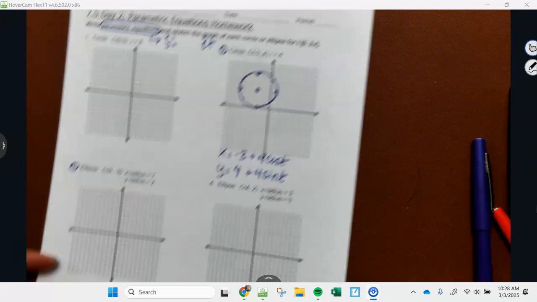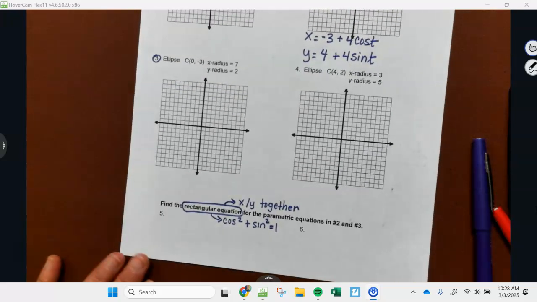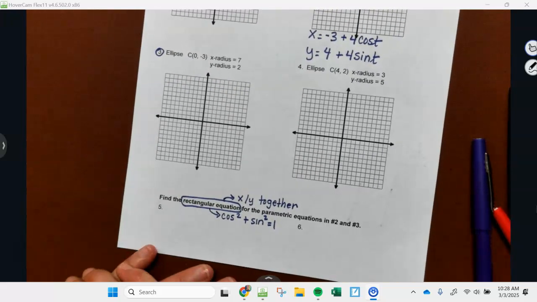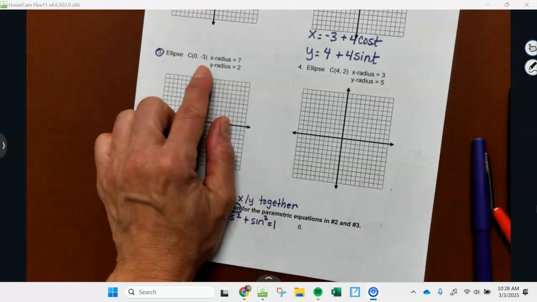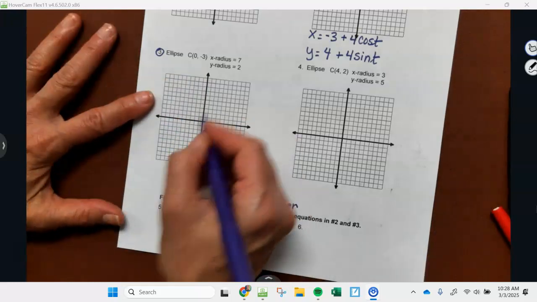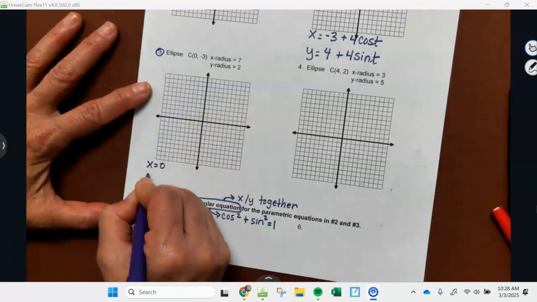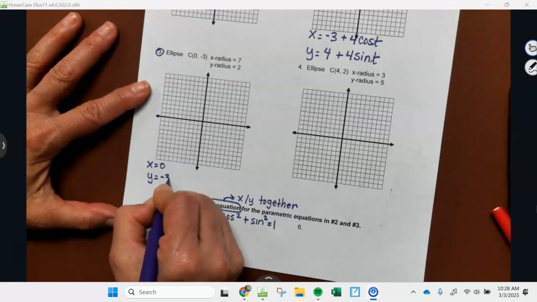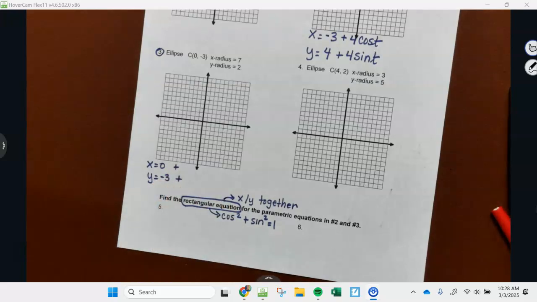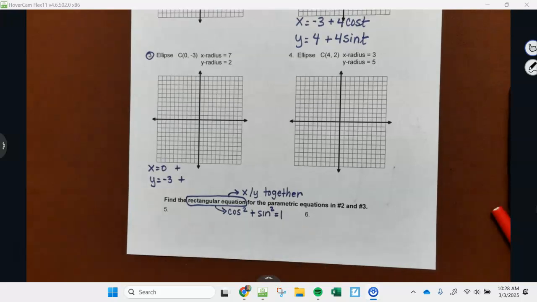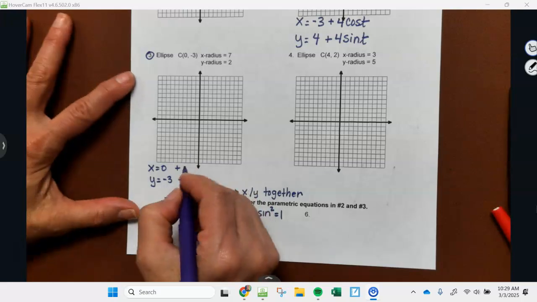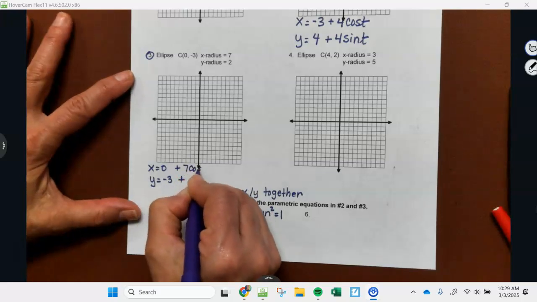Let's take a look at number 3. All right, I already know it's an ellipse. I know the values that are being multiplied are going to be different. A and B are different. And I have a center here at 0, -3. So I'm going to just break that up. I'm going to write my plus sign, and look, y'all, the x radius and the y radius, that even tells you what number to put in front. So if the x radius is 7, this is going to be +7 cosine t.